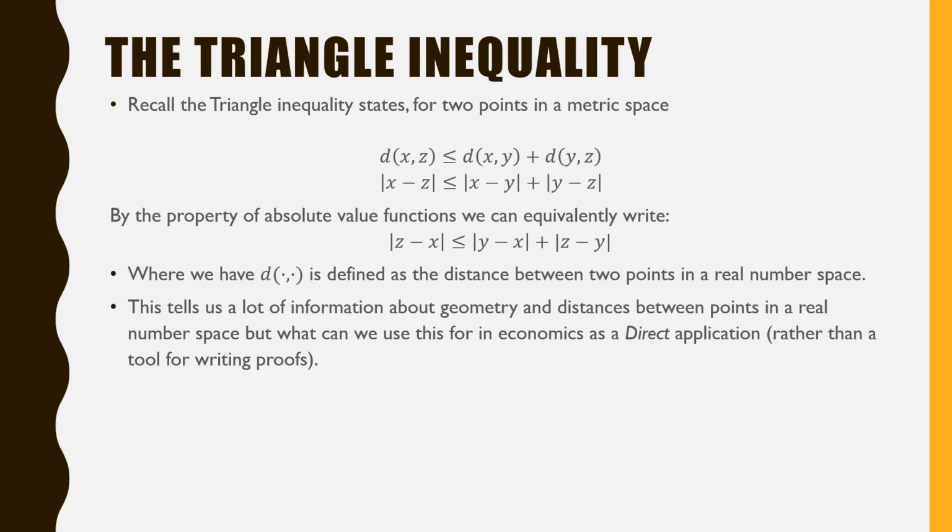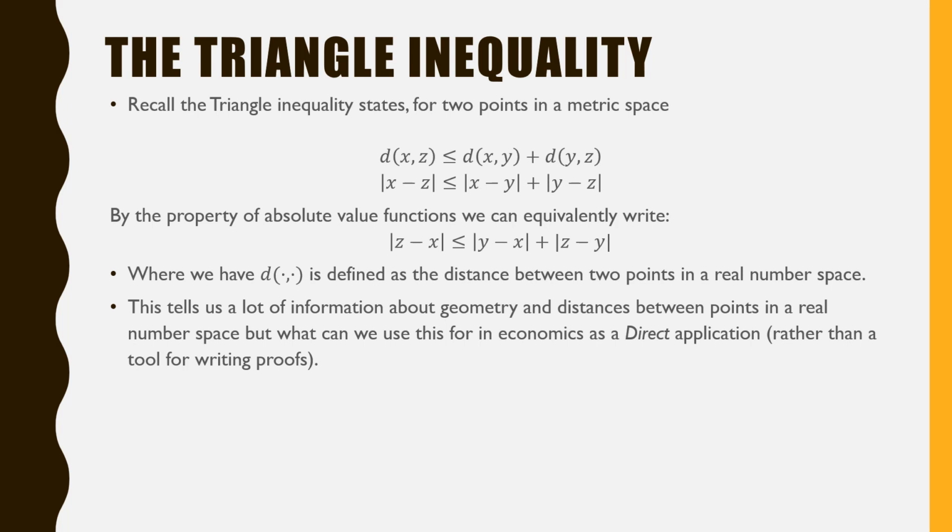Based on the property of absolute value functions, we can write this in two different ways. Either x minus z is less than or equal to x minus y plus y minus z, or z minus x is less than or equal to y minus x plus z minus y, where d is, of course, our distance function, which is just the distance between 2 points in a real number space. This tells us a lot of information about geometry, specifically what is the shortest distance between two places, and distances between points in a real number space.